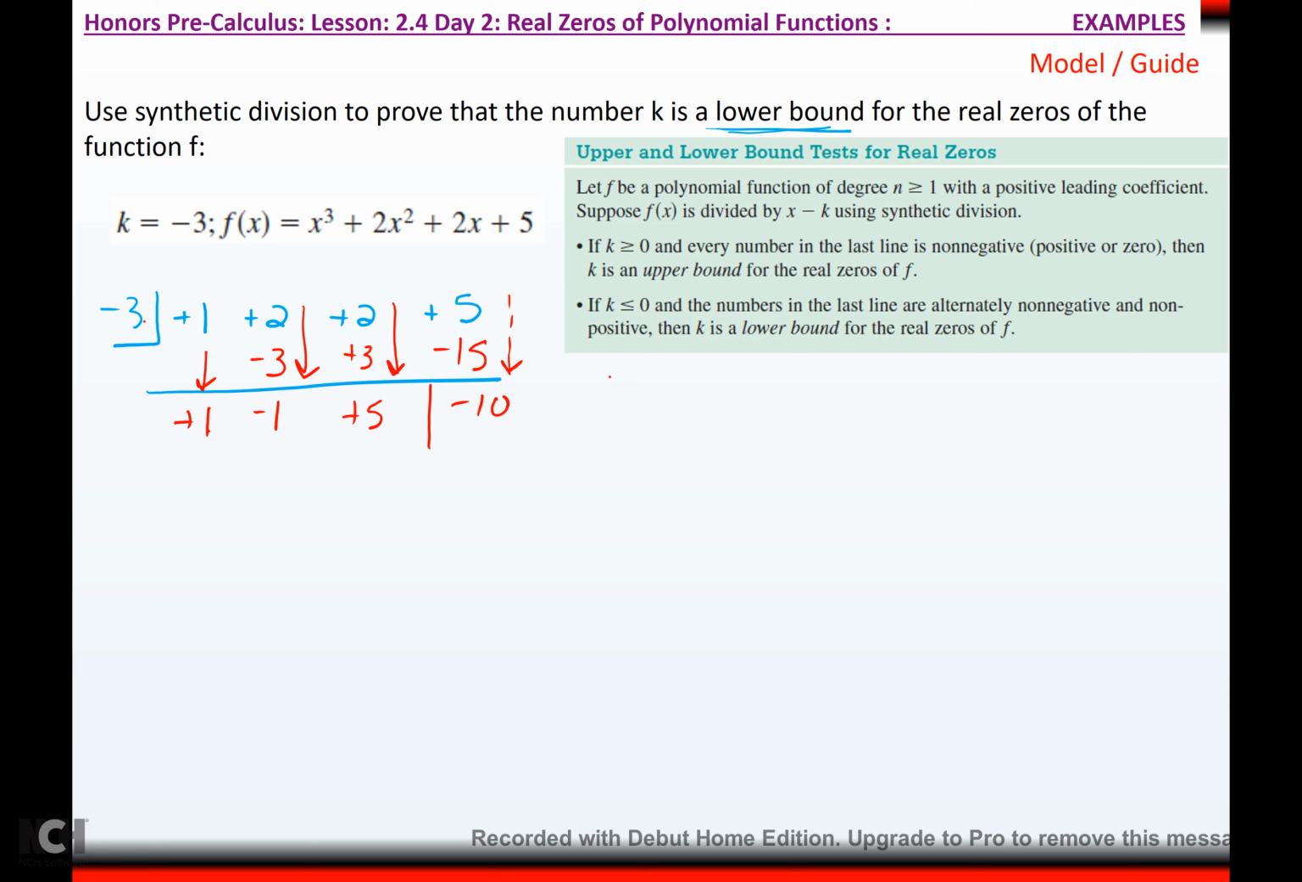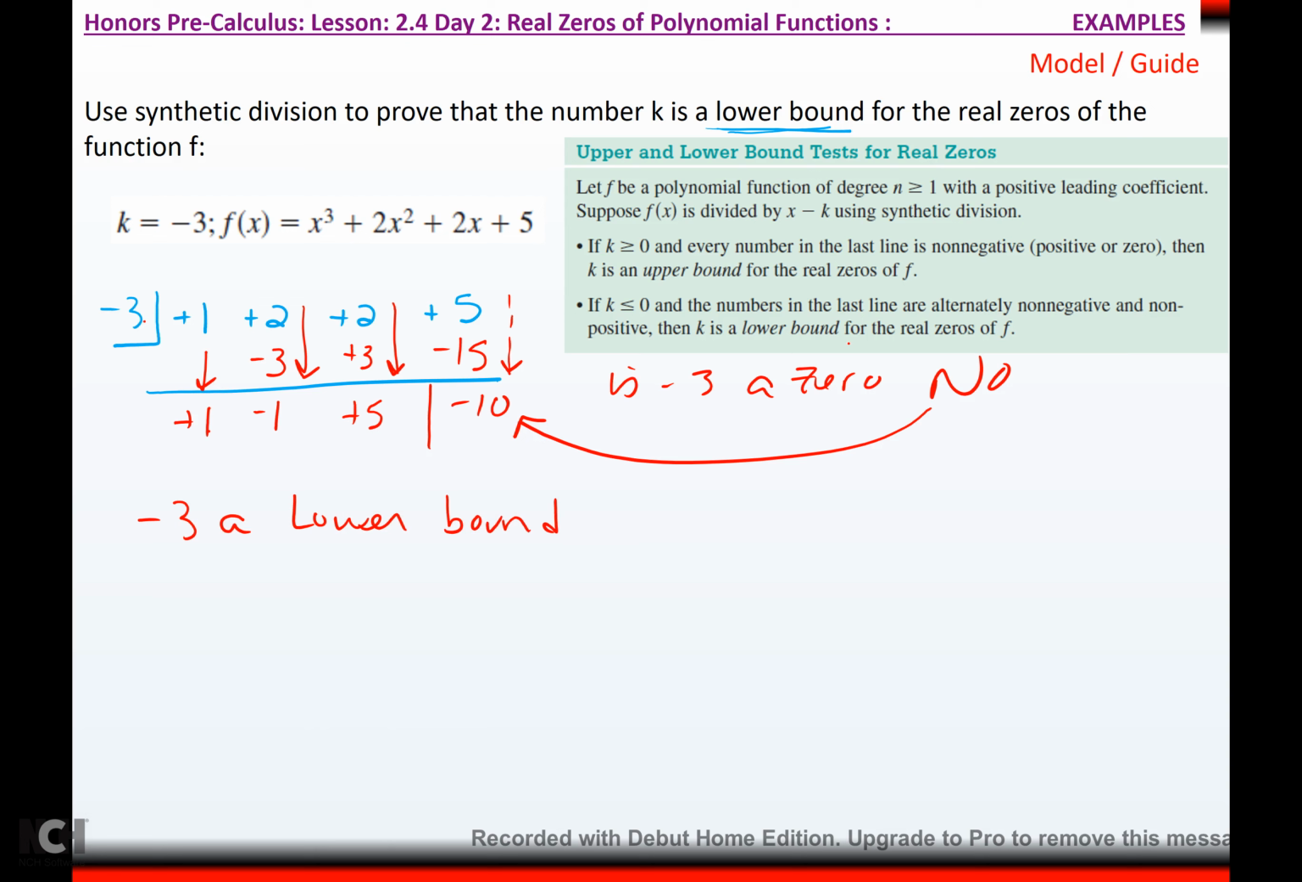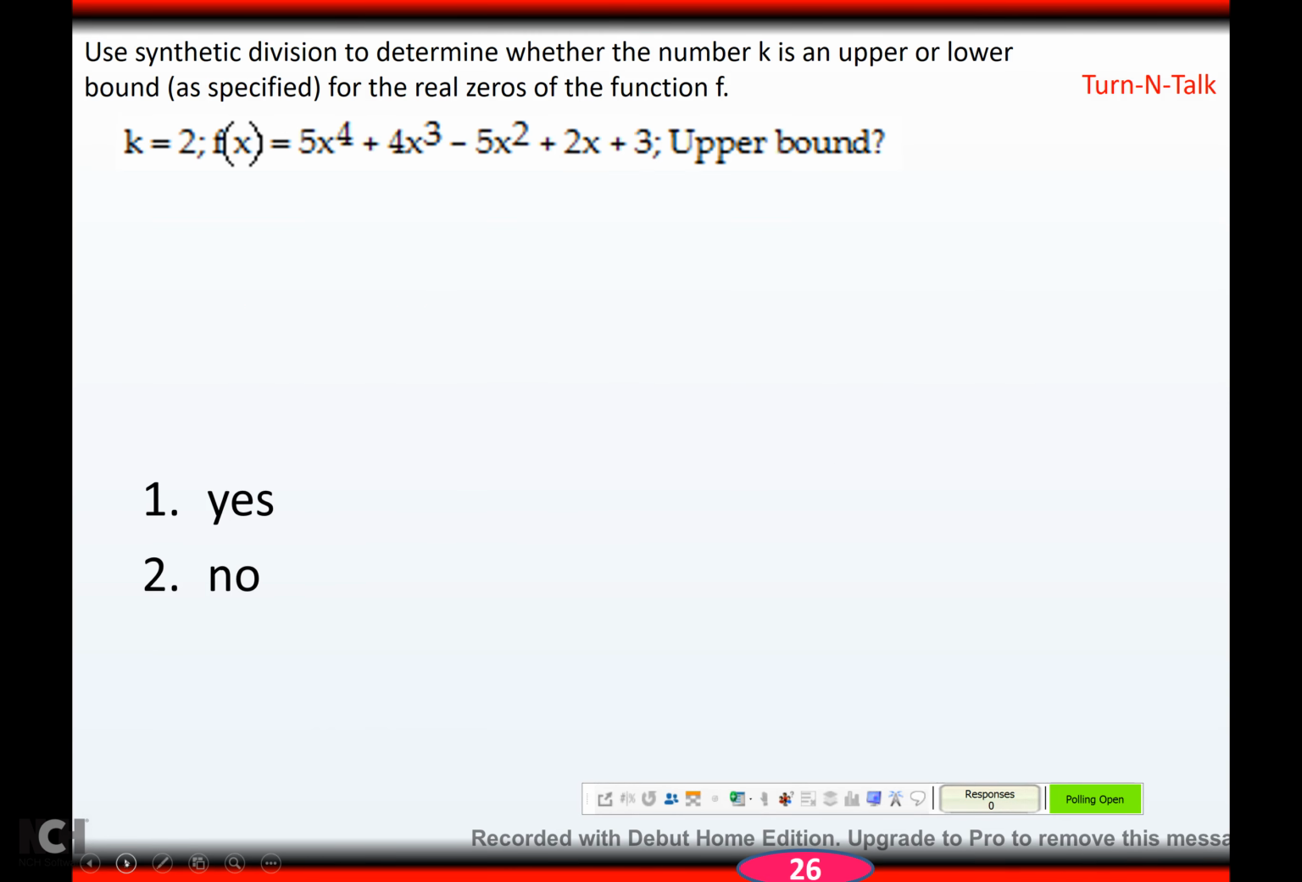That's my remainder. So is -3 a 0? No, because I got a remainder. But is -3 a lower bound? Only if you alternate signs on the last line. Positive, negative, positive, negative. They alternated, so yes, it is a lower bound. Okay? Alright, you try this one. Come back when you're ready.